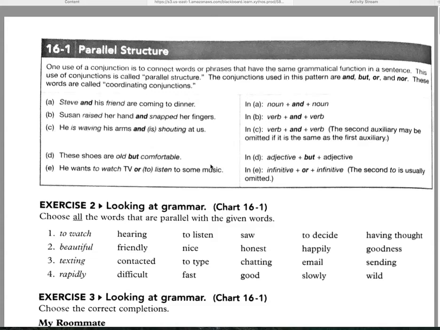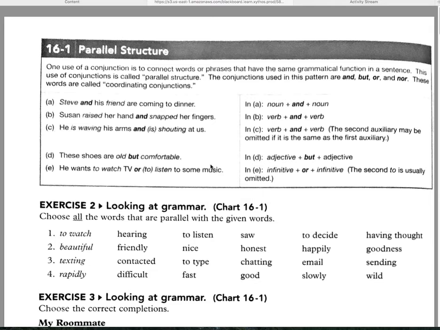We're going to be looking at our grammar lesson. We're going to start on chart 16.1, page 358. So if we look at parallel structure, ladies and gentlemen, this is the first chart for chapter 16.